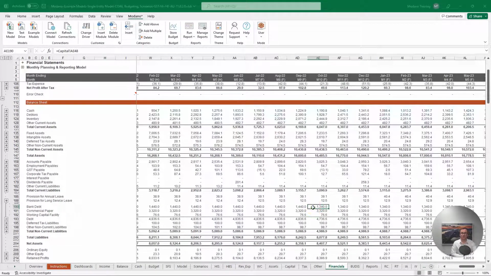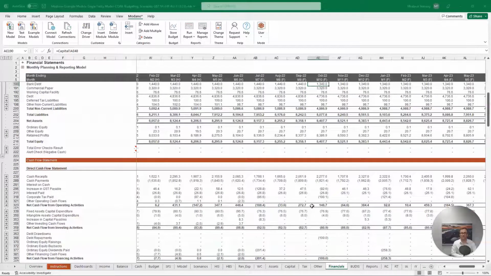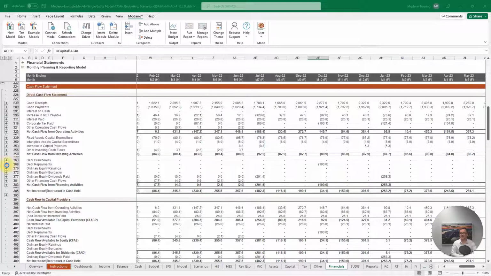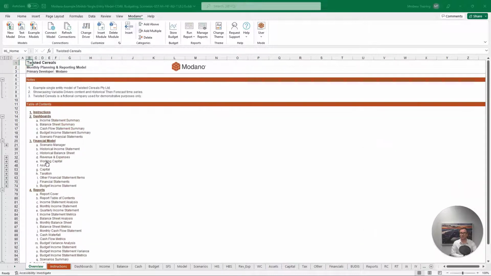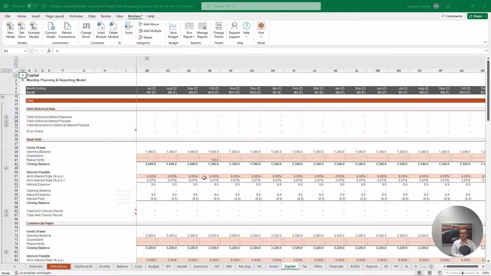Coinciding with this decrease of $100, if we scroll down to our cash flow statement and expand our debt repayment section within our financing cash flows, we can then see that we have our $100 payment for our bank debt facility coming through. If we then head back to our table of contents and reactivate our capital sheet, looking at the month of October, we can see that we have an interest expense of 9.6, which is then consequently paid within the same period as well.